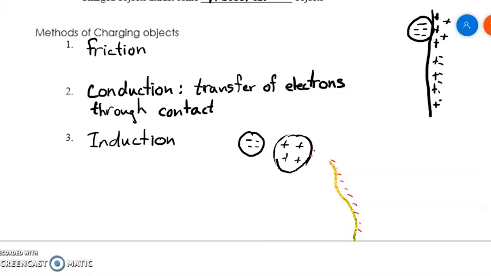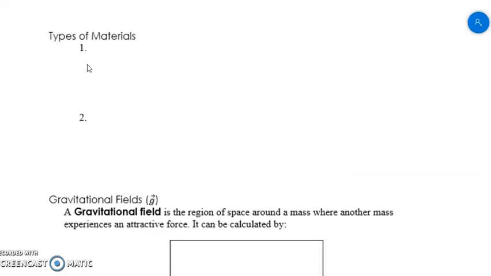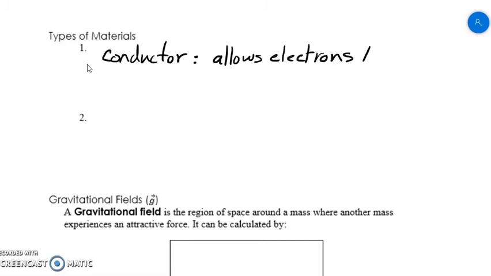That's charging by induction. How things are charged also depends on the type of material we're talking about. So the first type of electrical material would be called a conductor. A conductor is anything that allows electrons to move freely. Okay, so a conductor allows electrons to move freely. Or at least somewhat freely.